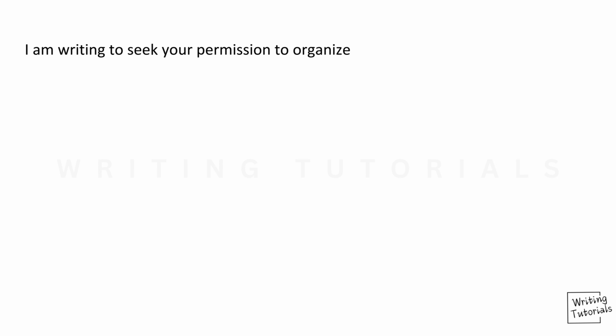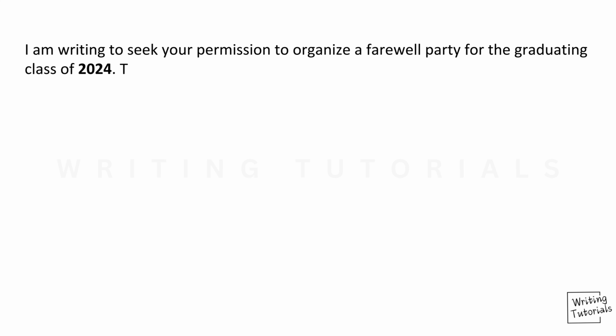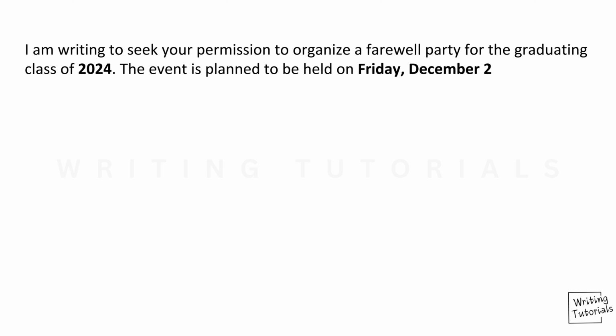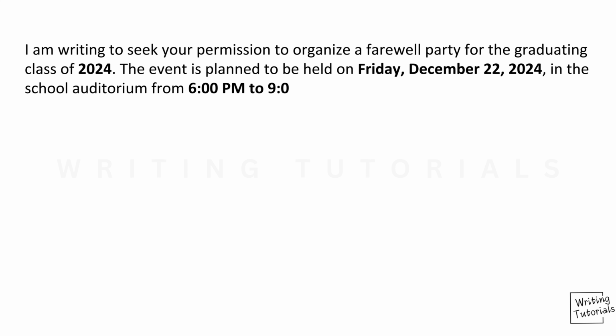Step 6. The introduction. Let's look at the opening paragraph. I am writing to seek your permission to organize a farewell party for the graduating class of 2024. The event is planned to be held on Friday, December 22nd, 2024, in the school auditorium from 6 p.m. to 9 p.m. This paragraph is concise and gets straight to the point.